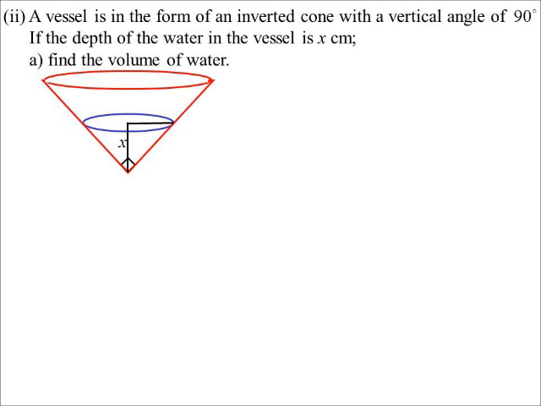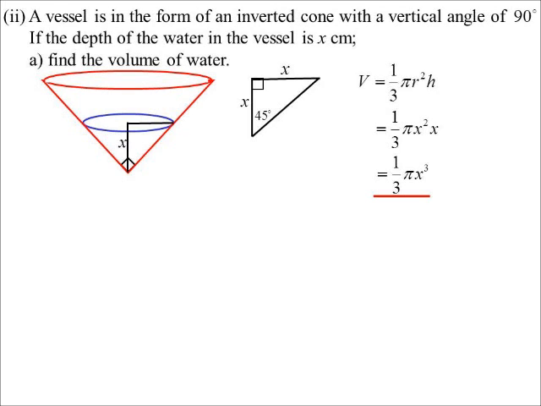Well, they've told us that that angle at the bottom is 90. If I chop it in half, I've got an isosceles right angle triangle. So the radius must be the same as the height. So I can work that out now. Volume is 1/3 pi r squared h. Subbing that in, we get 1/3 pi x cubed. So that's the first part of the question.